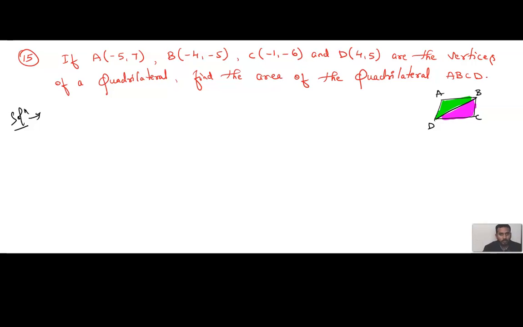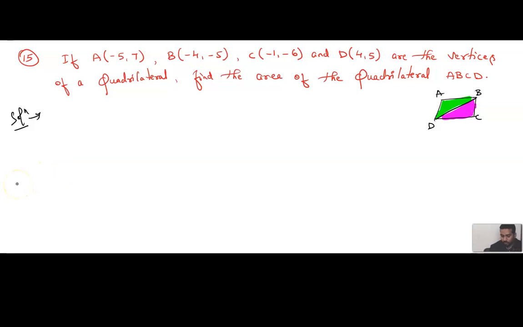First you try to solve the triangle ABD. Area of triangle ABD you solve separately. Area of triangle BCD you solve separately. Then you add both the triangle areas. That's it, area of quadrilateral. The sum of two triangles is equal to the complete figure, that is the quadrilateral. Now let me solve, children.